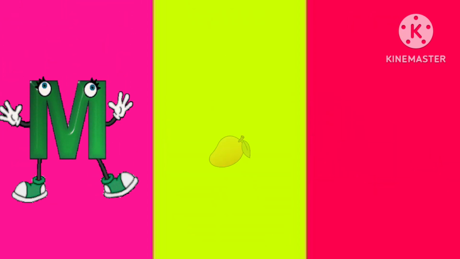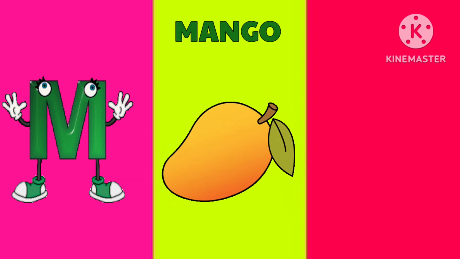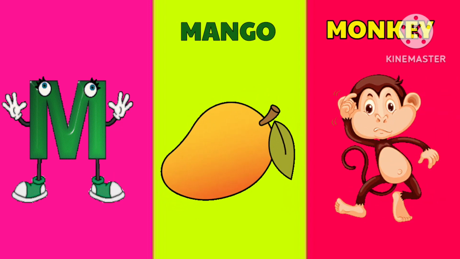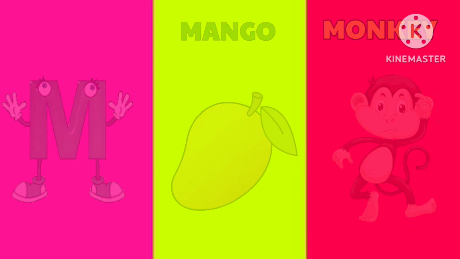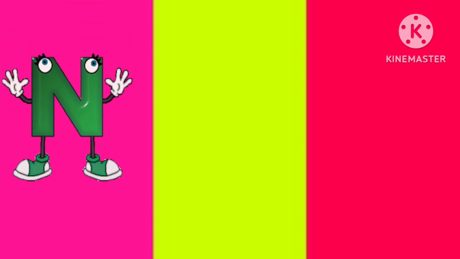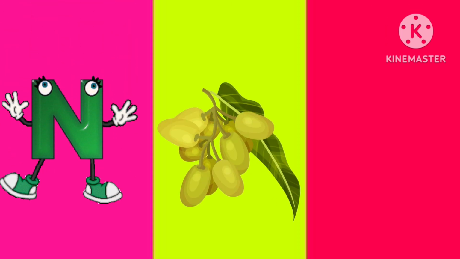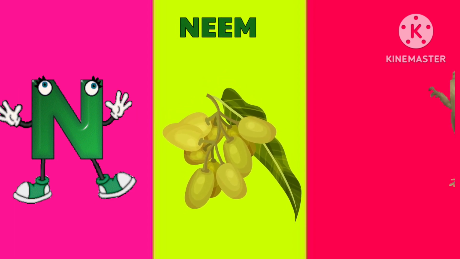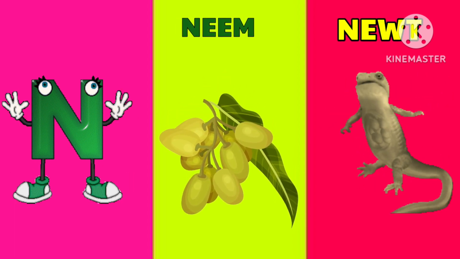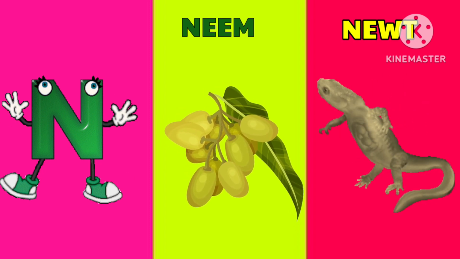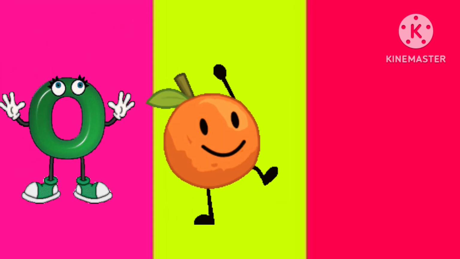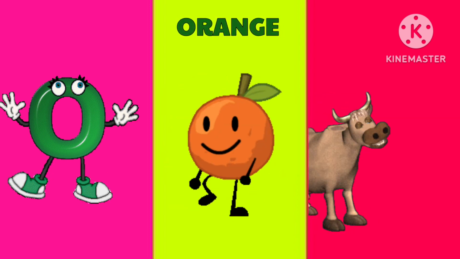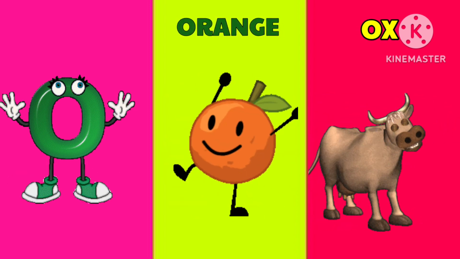M. M for mango. M for monkey. N. N for neem. N for newt. O. O for orange. O for ox.